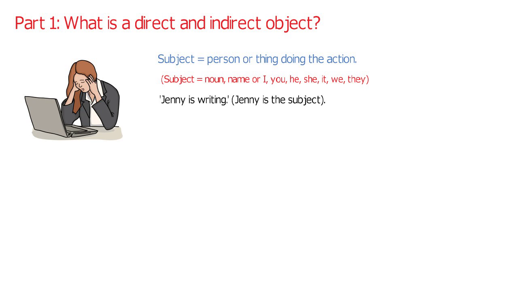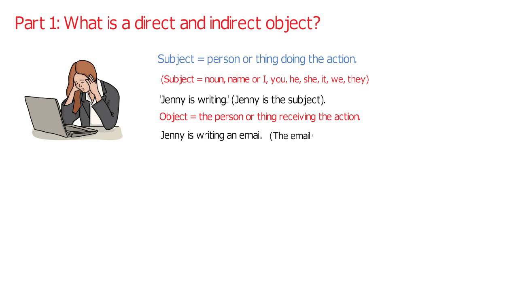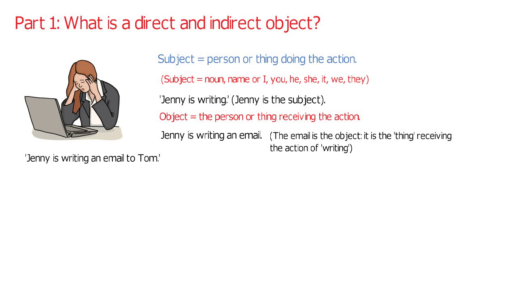Now, some sentences have both a subject and an object. The object is the person or thing receiving the action. For example, Jenny is writing an email. What is the object of this sentence? Right, the email. The email is the thing receiving the action. Now, take a look at this sentence. Jenny is writing an email to Tom. Now there are two objects, the email and Tom.